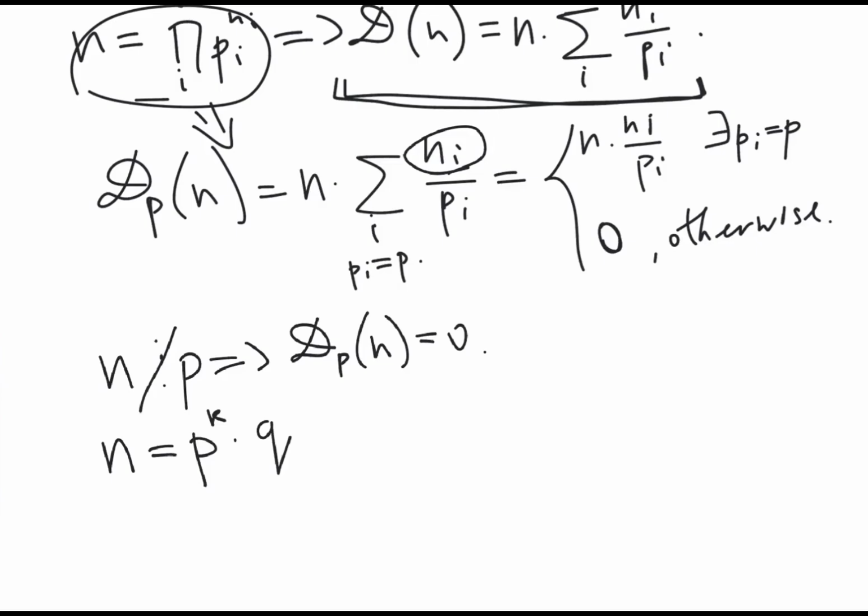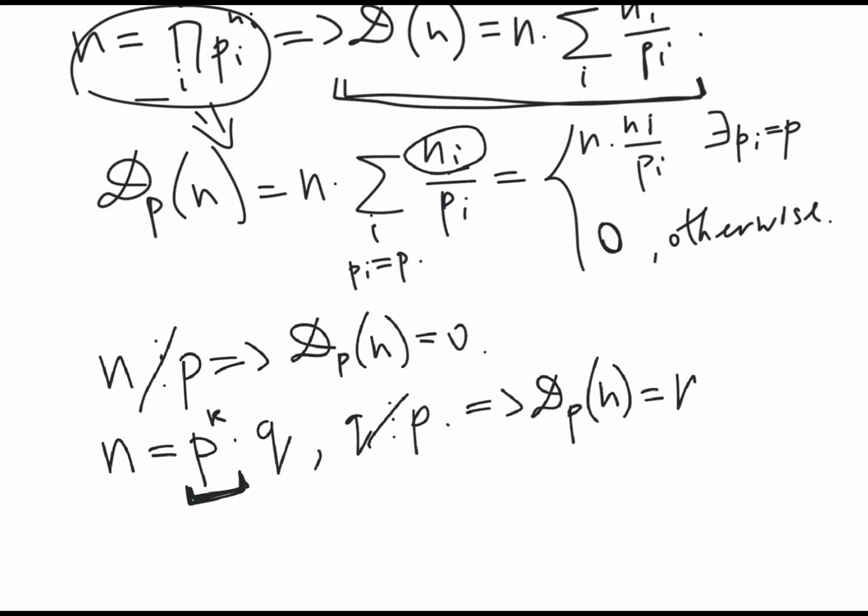So if n is expressed this way, such that also q is not divisible by p, then we accumulated here all prime divisors that are equal to p. So the power of p that n is divisible by is exactly k. Then the partial derivative of n is equal to n multiplied by k over p.